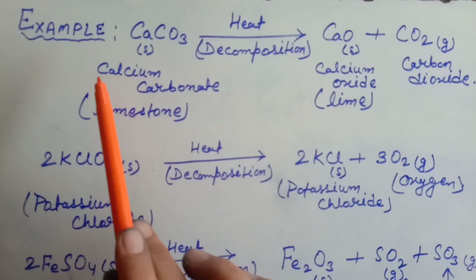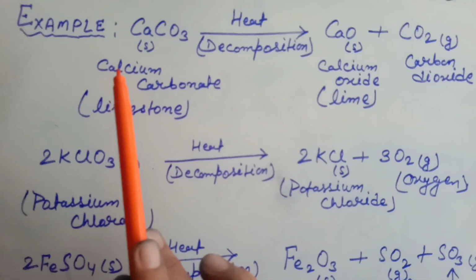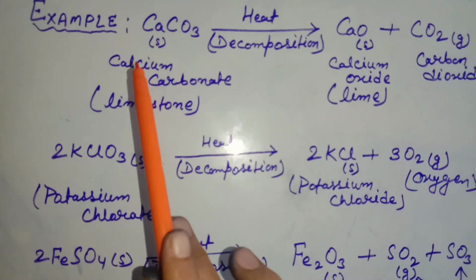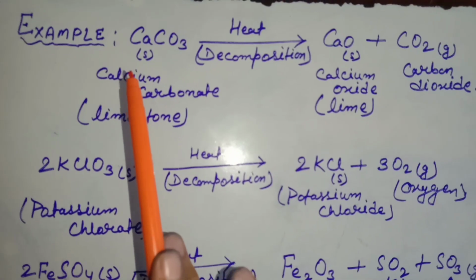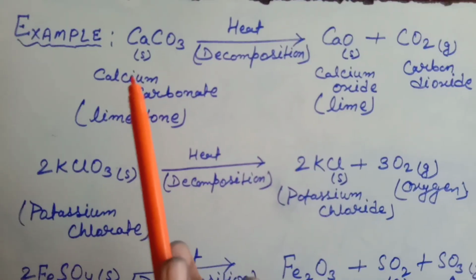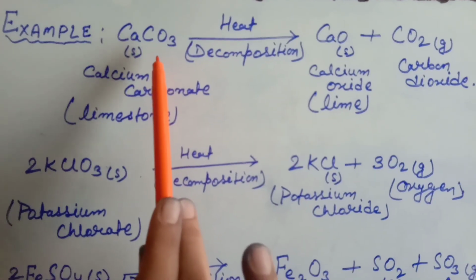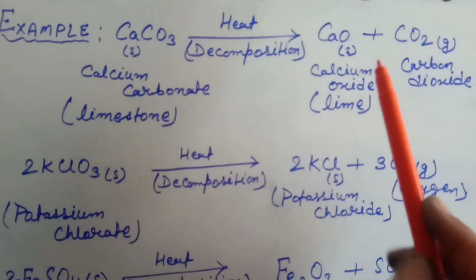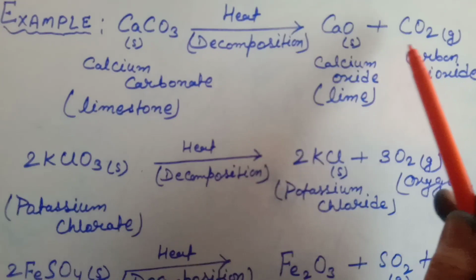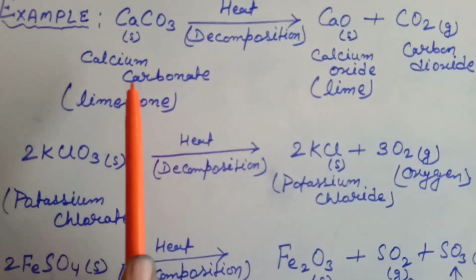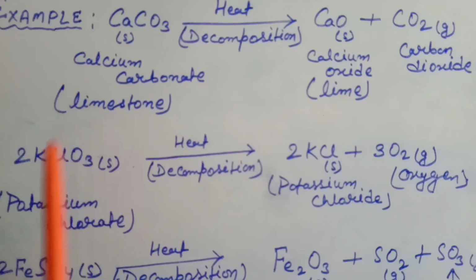Students, here I have brought some examples of thermal decomposition. Thermal decomposition means that decomposition occurs in presence of heat, and thermal means heat only. So see here, calcium carbonate is heated, then it breaks down into calcium oxide and carbon dioxide gas. Calcium oxide is lime, calcium carbonate is limestone.